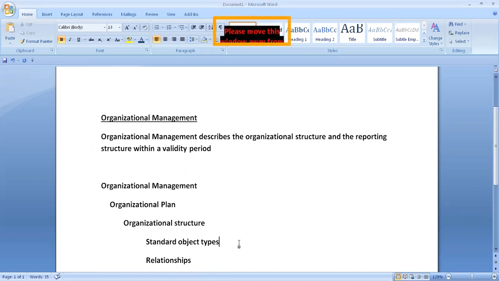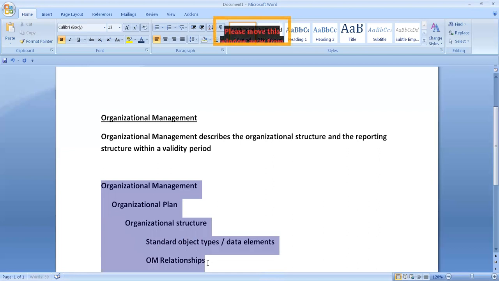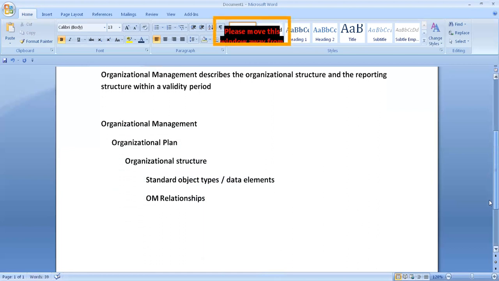Standard object types, you can also call data elements. And relationships, you can call OM relationships. This is the overall idea of the organizational management. This is how the organizational management is working.